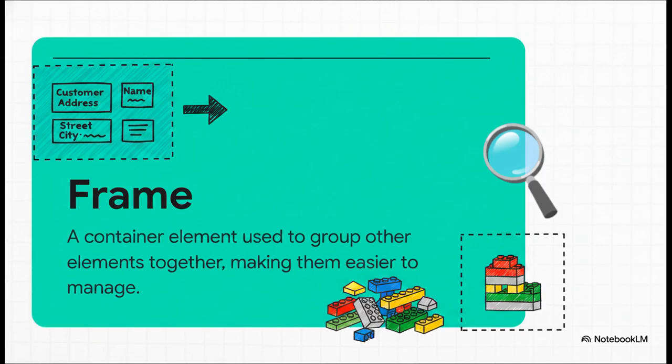Now, what if you have a whole bunch of elements that need to stick together, like a customer's address block? The name, street, city, zip, all that stuff. Well, that's exactly what the frame is for. It's just a container. You group other elements inside it, and then you can move them all, resize them, and manage them as one single unit. It's just like a pre-built Lego set.